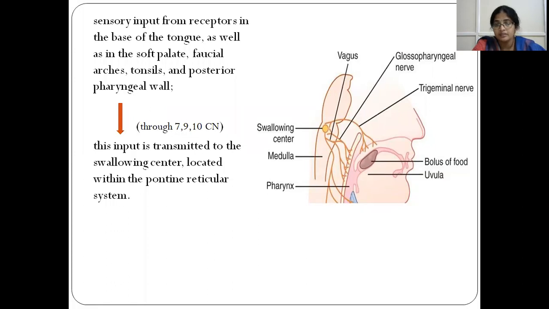carry sensory information to the swallowing center. From the swallowing center, there are connections to the cerebral cortex and the nausea and vomiting center. The sensory input is carried through the 7th, 9th, and 10th cranial nerves. Did you understand? First, sensory information is carried by the 7th, 9th, and 10th cranial nerves to the swallowing center. From the swallowing center, there are connections to the cerebral cortex and the nausea and vomiting center. These are all involved in the coordination of the swallowing process.